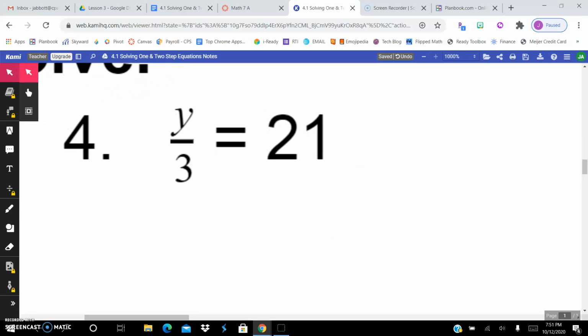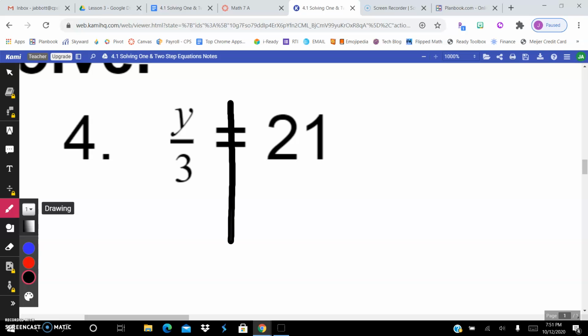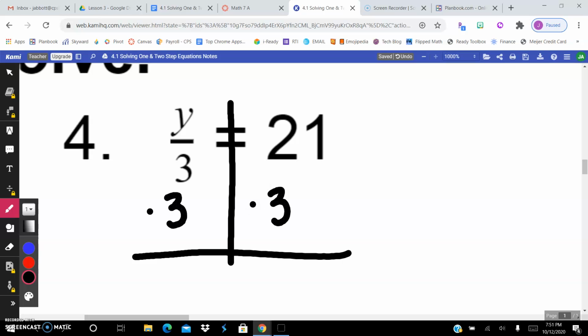So these are those upside down T problems. So we draw the wall through the equal sign. And we want to solve for y here. So I have to look at what's going on. It's y divided by 3. So the opposite of division is multiply. So I'm going to times both sides by 3. So divide by 3 and times by 3 cancel. We just have the y left.